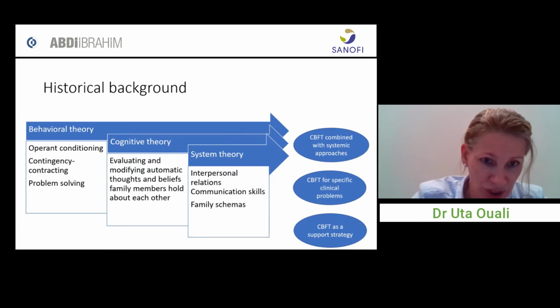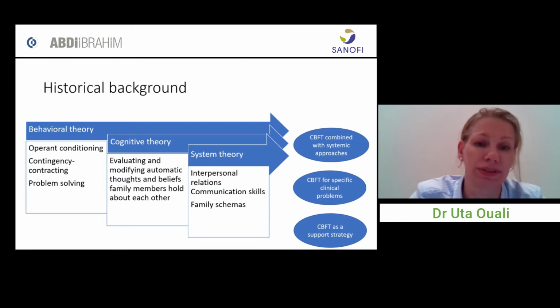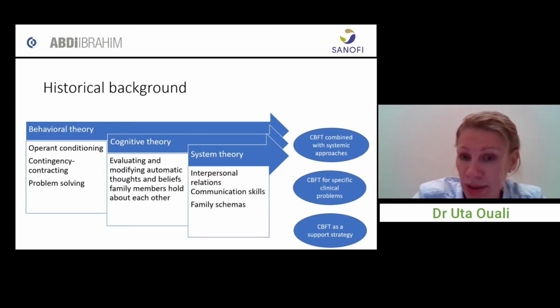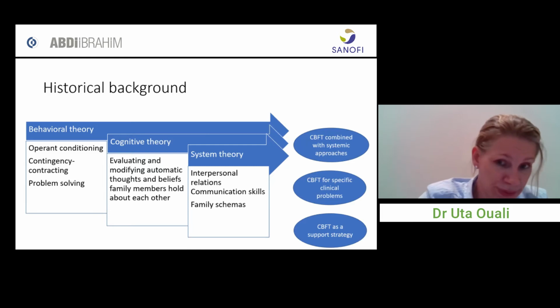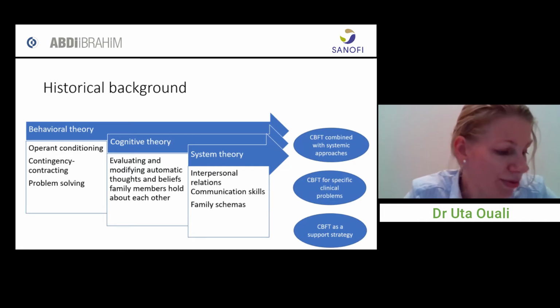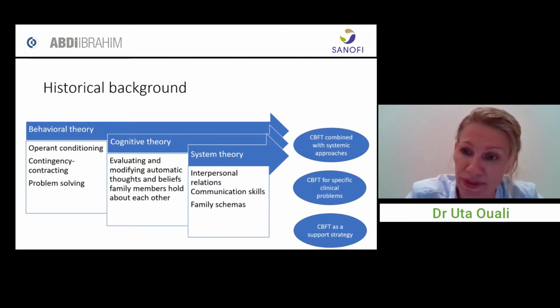What are the main features of the cognitive theory in cognitive behavioral therapy for families? It's in fact that you evaluate and modify automatic thoughts and beliefs that family members hold about each other. Lastly, also in the 80s, systems theory was integrated into the CBFT approach, mainly focusing on interpersonal relations, introducing communication skills learning, and also the concept of family schemas into the CBFT.